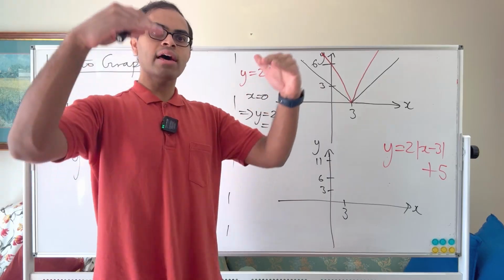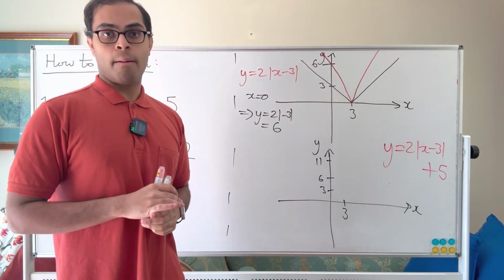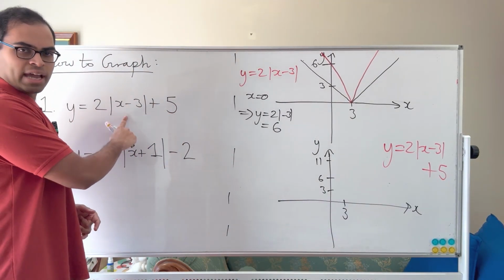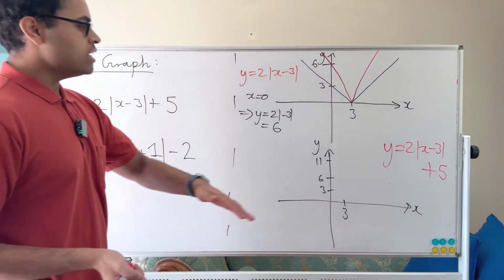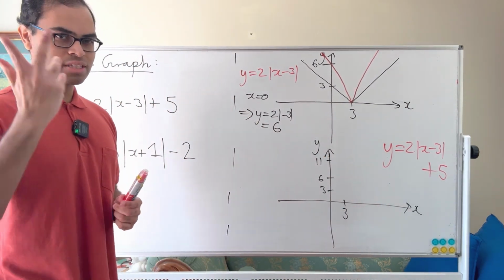That means all the y values have gone up by 5. That means the graph is vertically shifted 5 units up. Okay, it's not counterintuitive like the absolute value of x minus 3, where it was minus 3 but shifted 3 to the right. Here it's actually plus 5, it's shifted 5 up. Okay, the signs are consistent with what you'd expect, maybe.